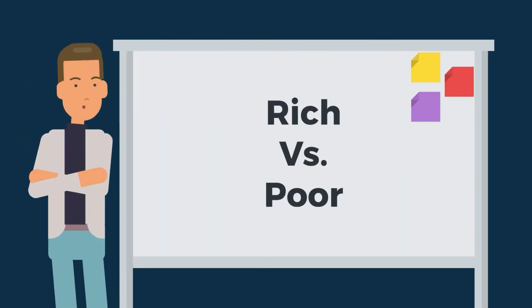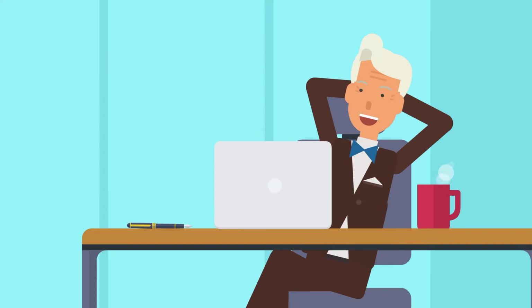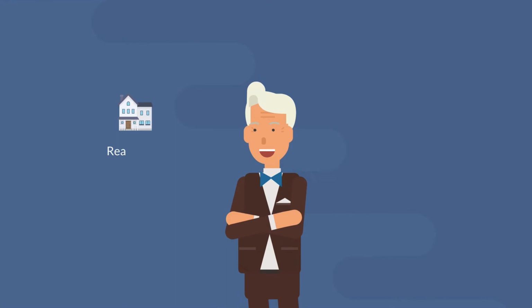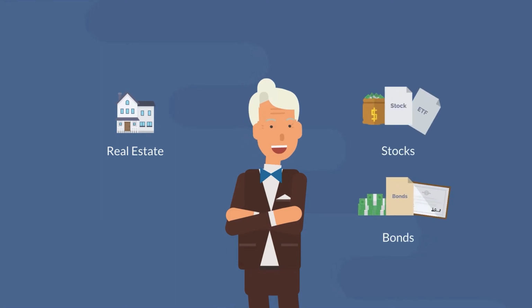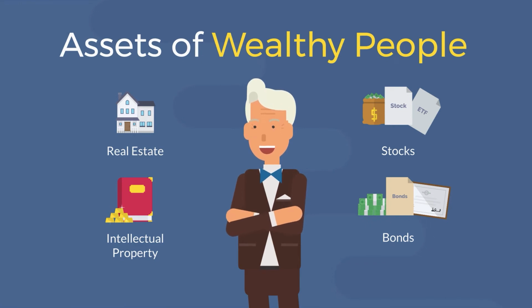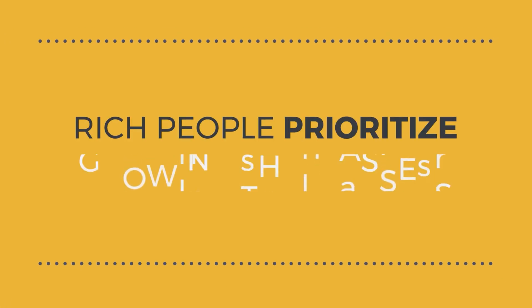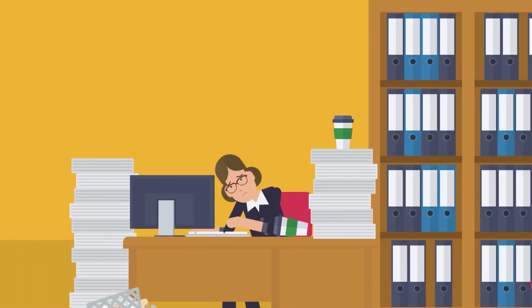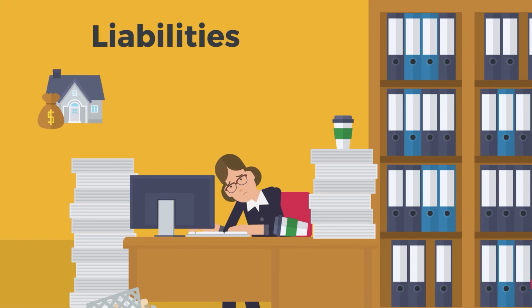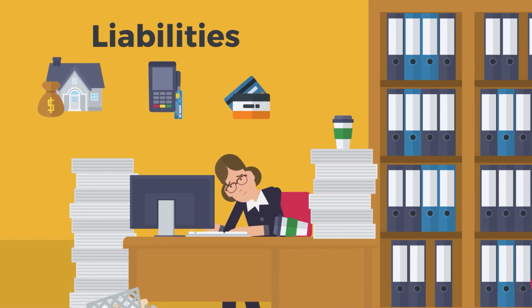Rich versus poor. To put it bluntly, the wealthy don't have to work for an income as regular people do. Real estate, stocks, bonds, and intellectual property are just some of the assets the wealthy put their money into because they know these investments will generate additional income. Rich people prioritize growing their assets. When you examine how poor people budget their money, you will see that most of it is spent on liabilities such as mortgages, consumer loans, and credit card debt.